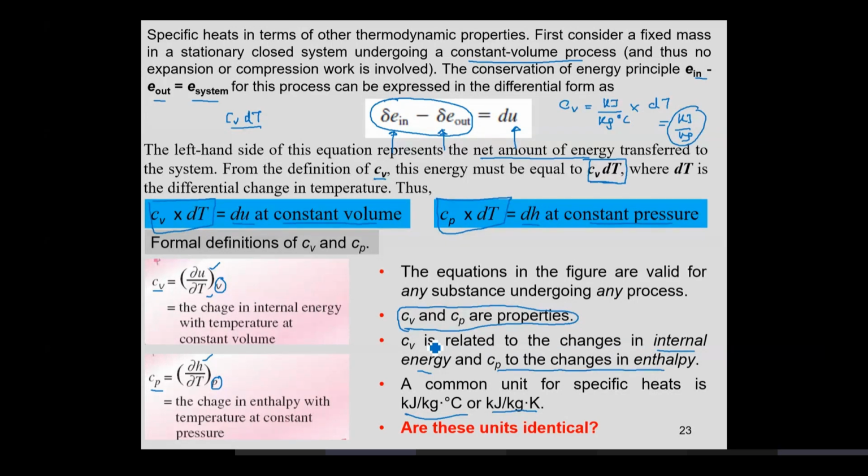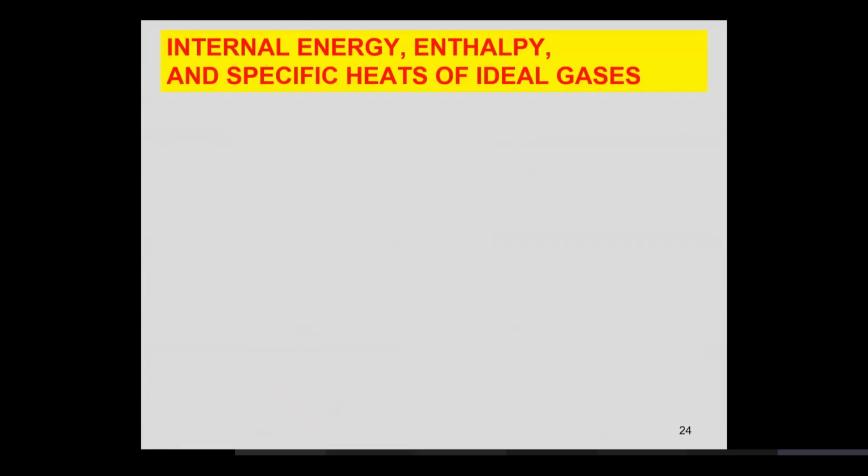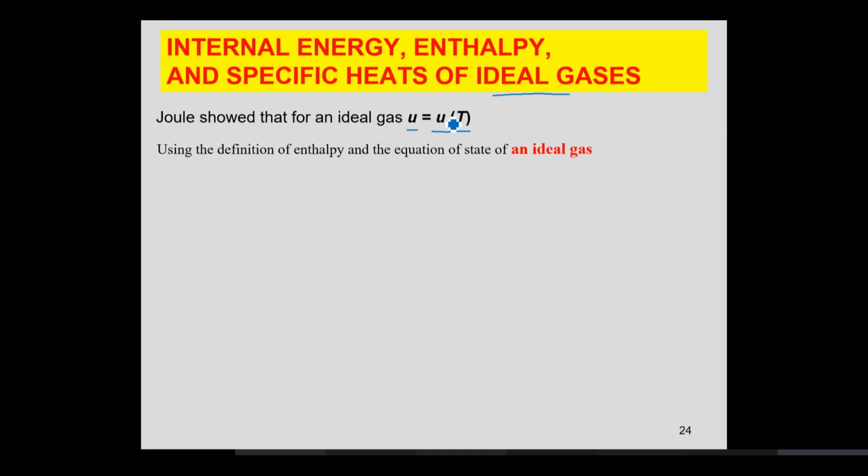Very good. So moving on, now you have to relate the internal energy, enthalpy and specific heats of ideal gases. I'll not go into the details of this, but Joule showed that internal energy for an ideal gas is only a function of temperature. Enthalpy you have defined previously as a function of internal energy and the boundary work, which is PV.